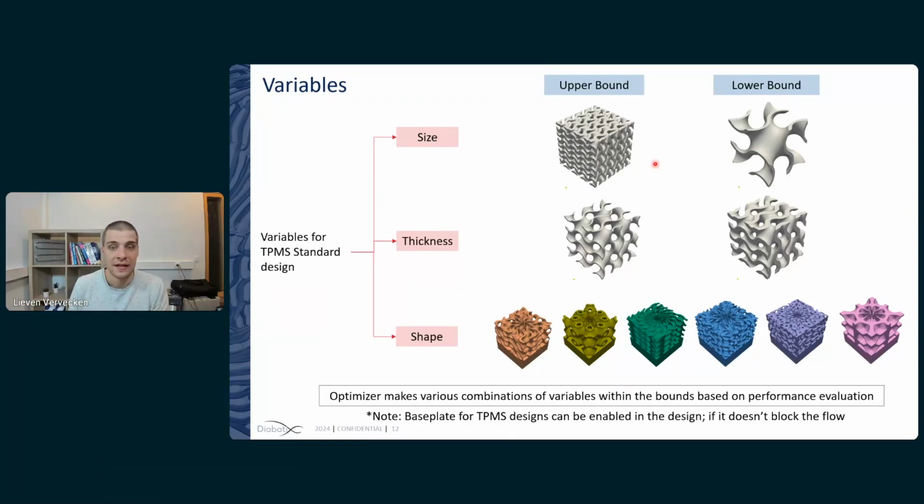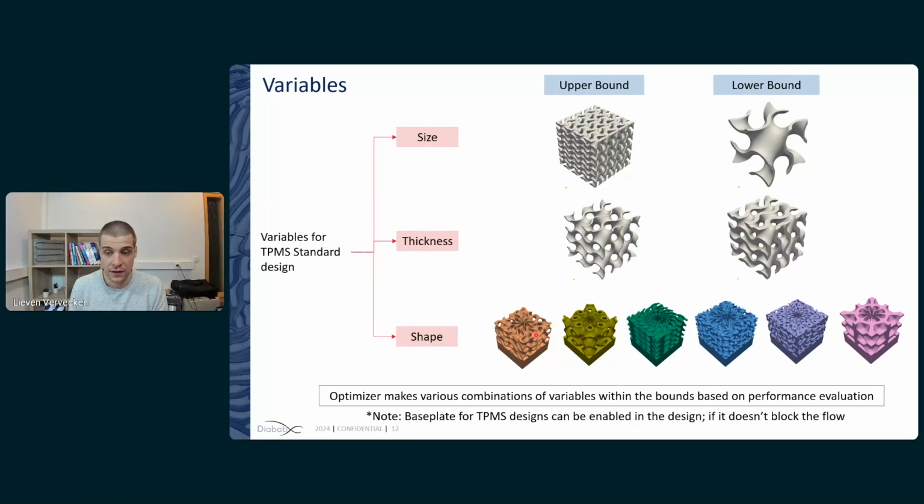Meaning that you can repeat the structure quite often. That's the first variable. The second variable is the thickness. So for example, for a given unit cell shape, how thick are the structures within that unit cell? Is it small thickness, like the one on the left? Or is the structure quite thick, like the one on the right?